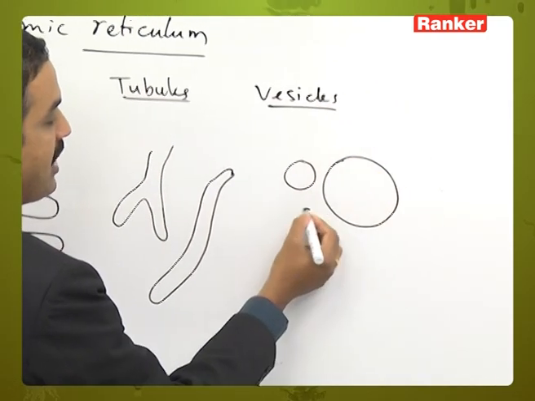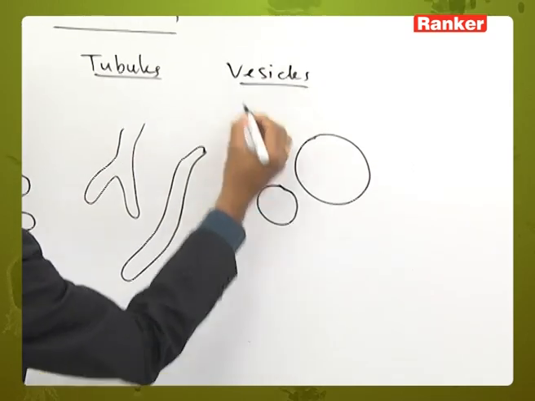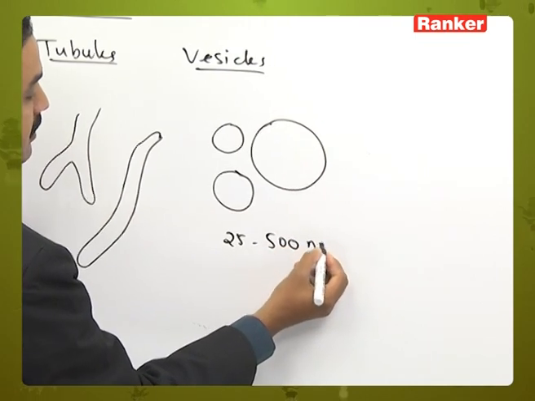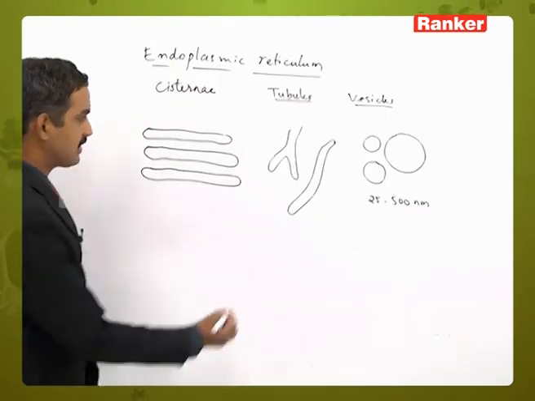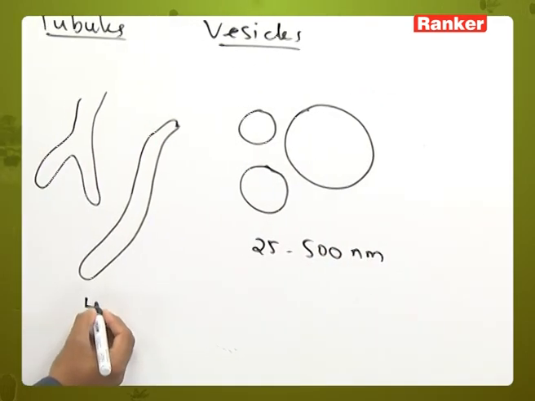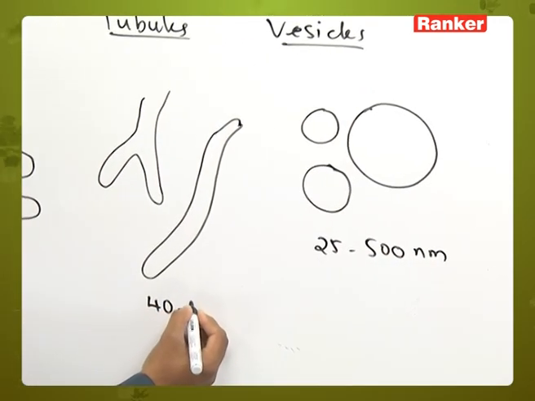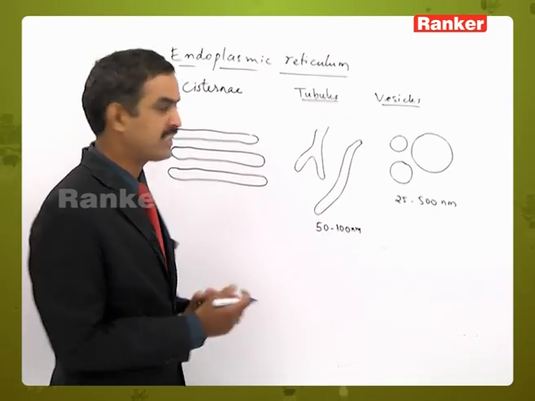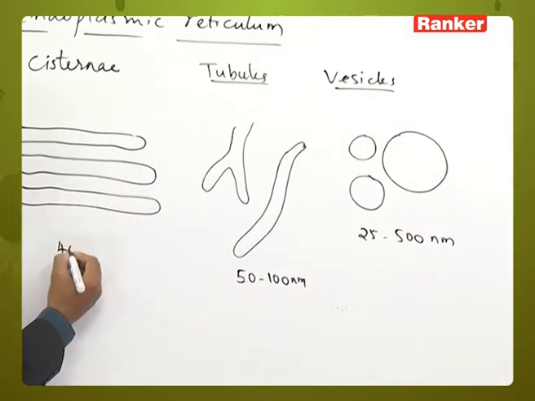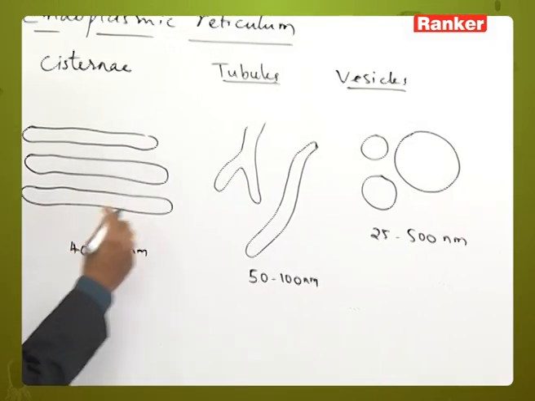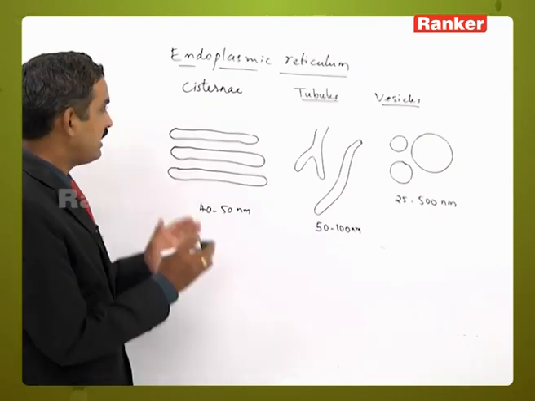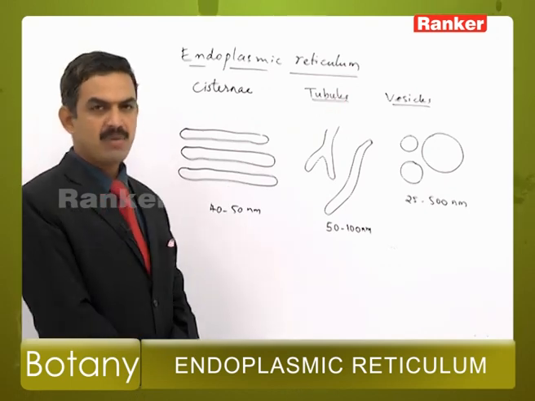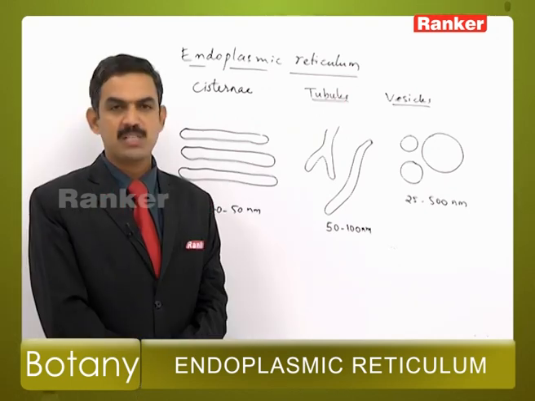There is a lot of variation in the size or volume of these vesicles, which range from 25 to 500 nanometers, whereas tubules range from 40 to 100 nanometers. So tubules show a measurement of 50 to 100 nanometers in thickness, whereas cisternae show 40 to 50 nanometers in thickness. This type of variation can be seen in the sizes, and one endoplasmic reticulum is made up of all these three structures, a combination of all three parts.